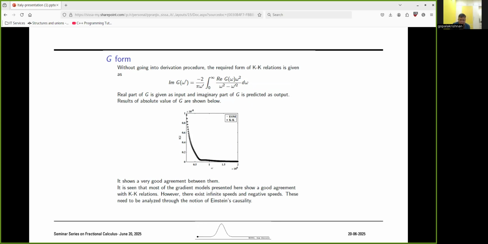If you look at this, this is the G form. When I feed the real part and get the imaginary part, it exactly coincides with what I get from the equation of motion. So that means this form is a stable form. It doesn't have negative speeds, it doesn't go to unrealistic speeds, and it behaves very well.